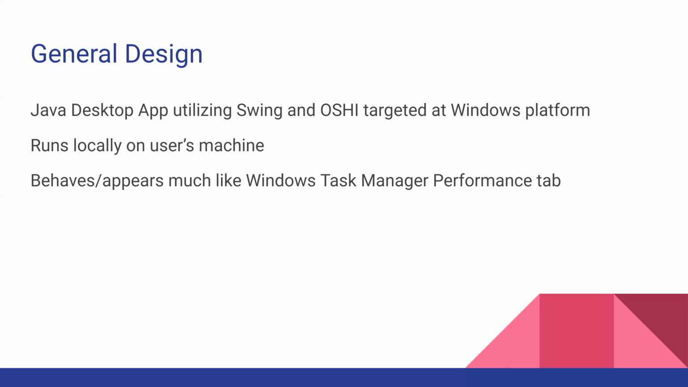All right, so for the general design of CRUM, we are building a Java desktop app utilizing Swing and Oshi for the Windows platform. The app will run locally on the user's machine, so there's no need to hook up to any sort of server or anything like that. And it will pretty much look and behave like the Windows Task Manager Performance tab, but with a few things taken out to maintain lightweight.